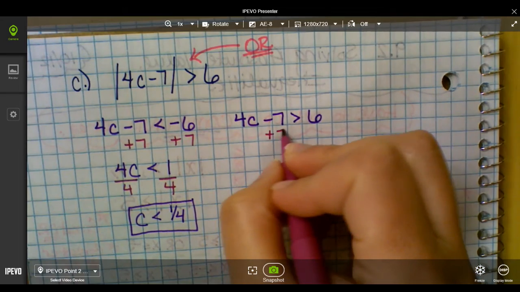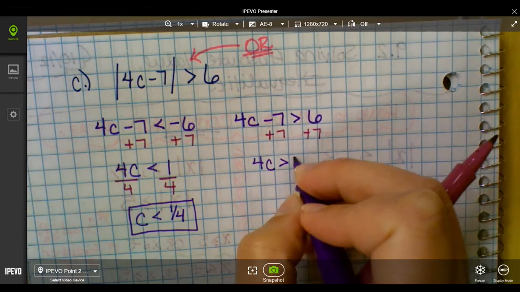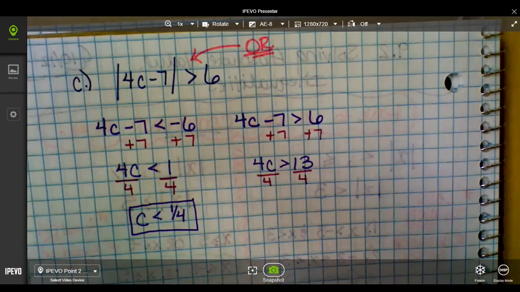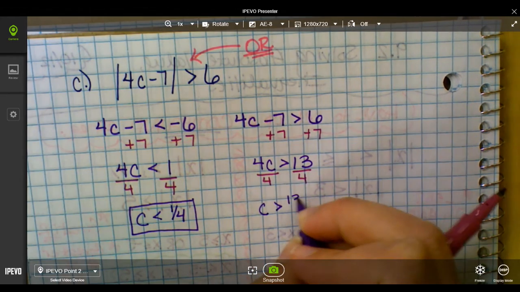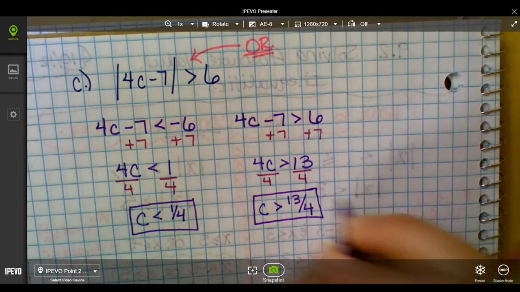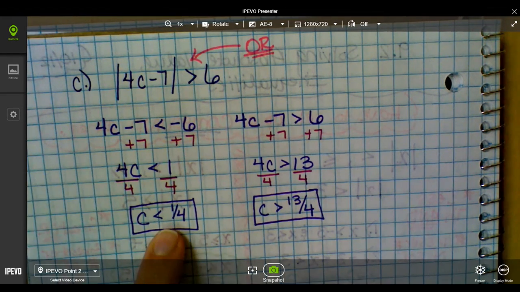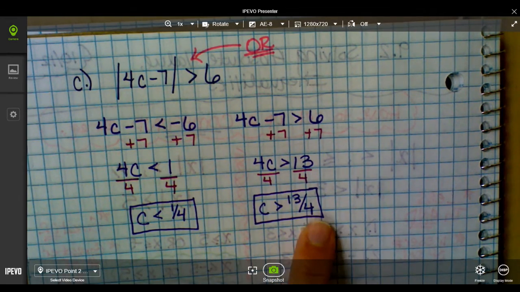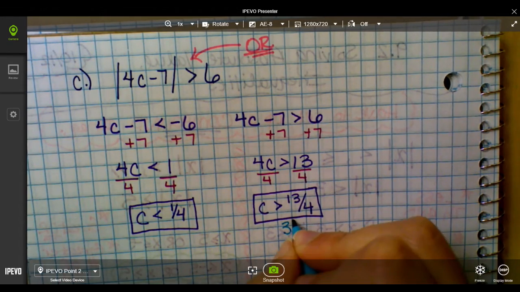And then over here, still add the 7. 4c is greater than 13. Divide by 4. And again, I can just leave it since that can't be simplified. I'm sorry, 13/4. You can tell I'm a little bit out of it. 13/4, I apologize. Okay, so now 1/4, obviously between 0 and 1. 13/4: 4 can go into 13 3 times. So that's just going to be 3 and 1/4.